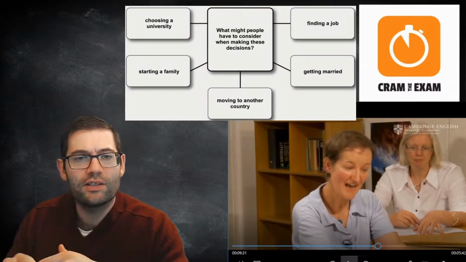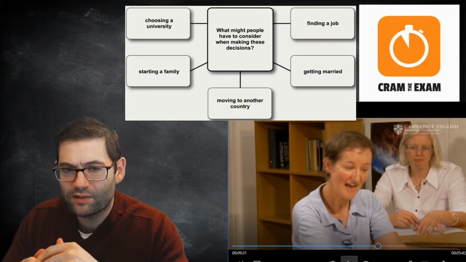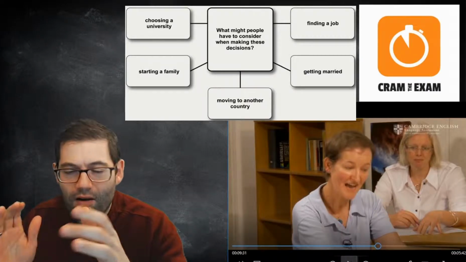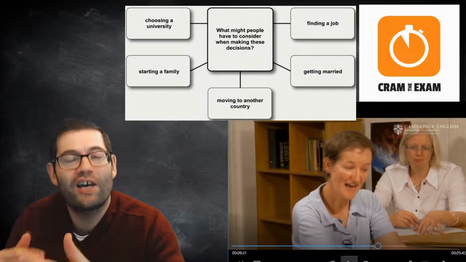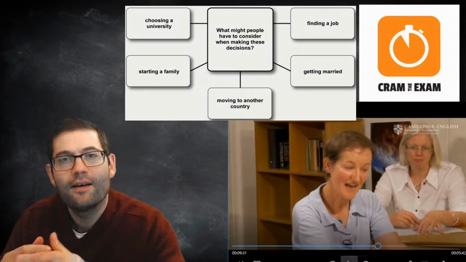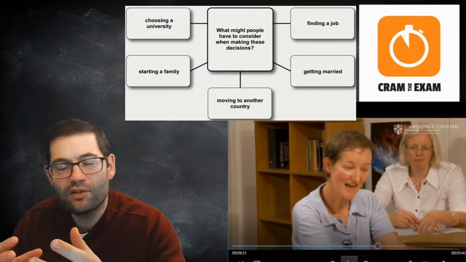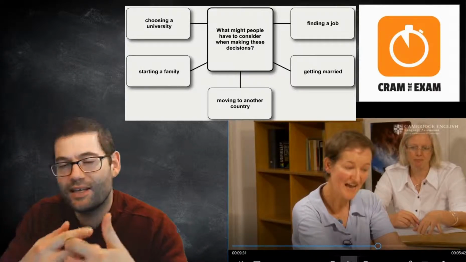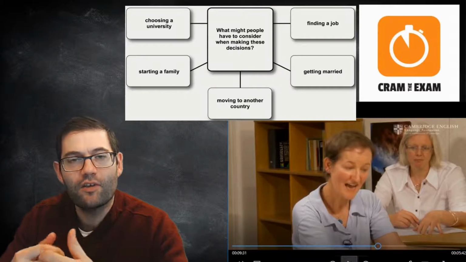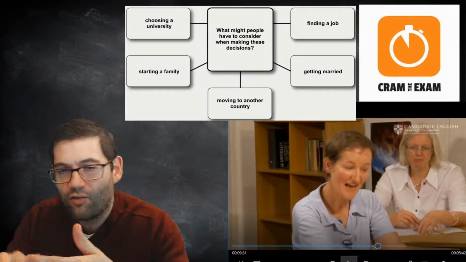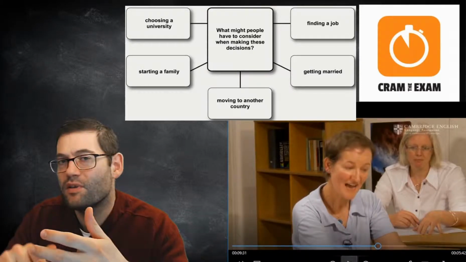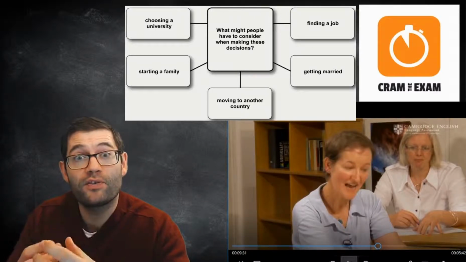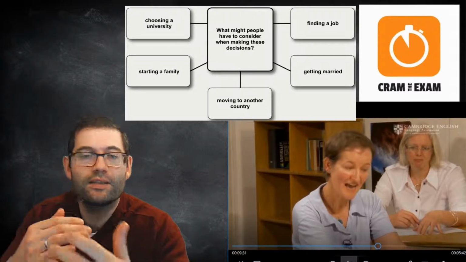Although the question says, what might people have to consider when making these decisions? And you might argue, okay, you have to come up with lists for this. Yes, you do, but then you've also got to be able to adapt the question to show off the skills that you need to show off in this part of the speaking exam. So having opinions, agreeing, disagreeing, getting other people involved, you can also do that in the process of creating a list of answers as well.